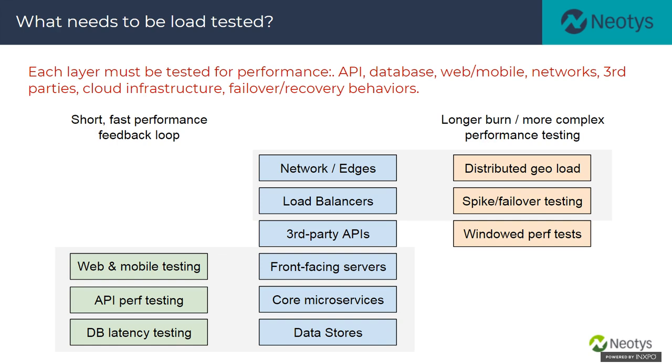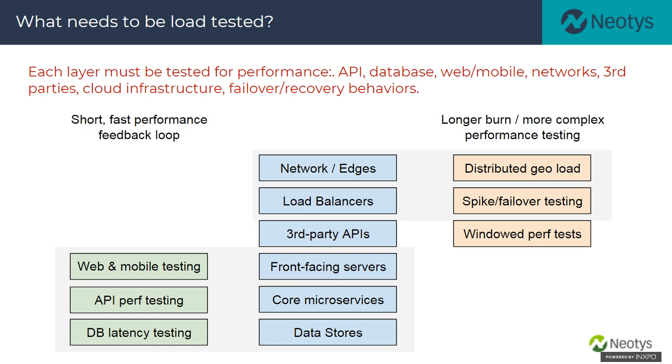On the order of the longer but still necessary components, there are things like distributed tests that go across multiple network nodes, geographically distributed. You also might need to do spike and failover testing. So it takes a little while for the actual test to run your system into a situation where it proves that the mechanisms for failover are working, right?